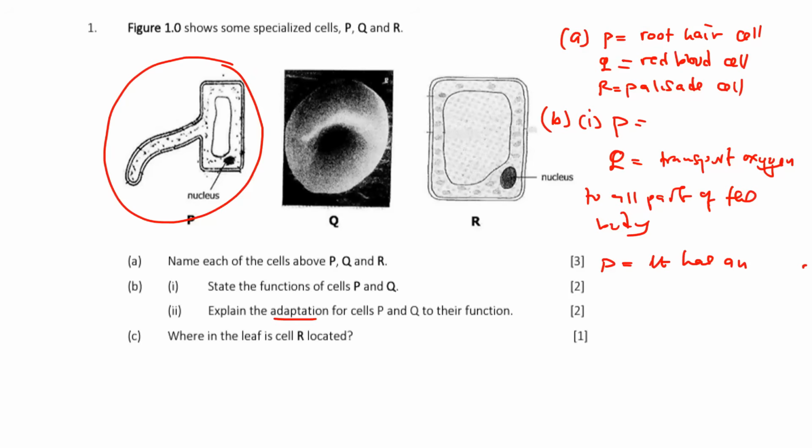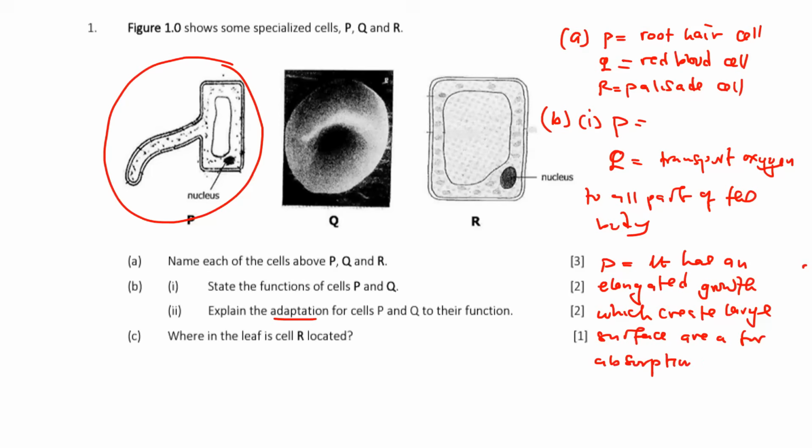So please, the other thing that I will encourage you is that as you go into an exam, do not cut words. For example, when you write a word and the space finishes, then you cut it and start the other half of the word on the other side. No. If the space is not enough, just abandon that part and start afresh. So it has an elongated outgrowth, which creates a large surface area for absorption of water.